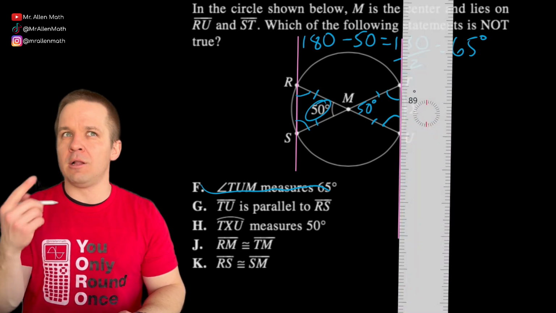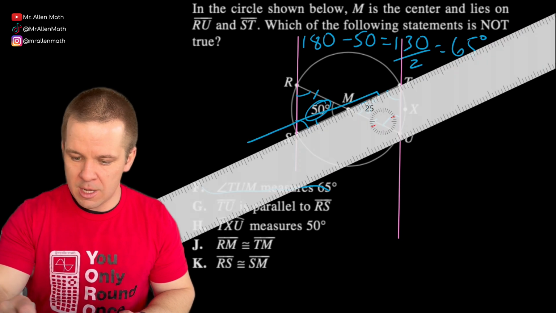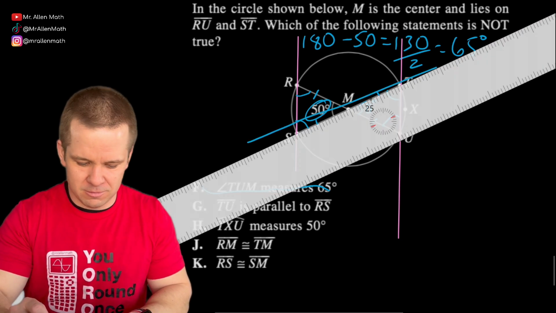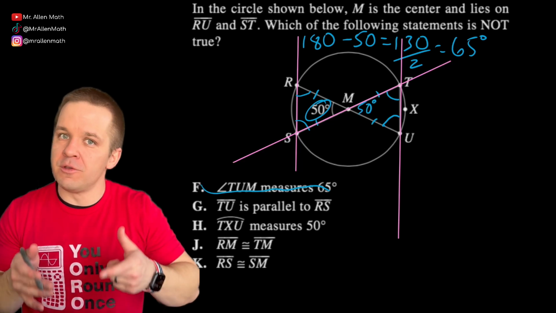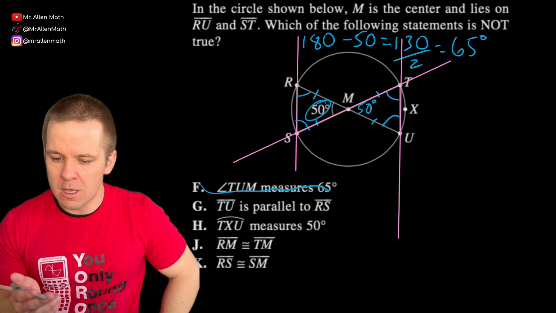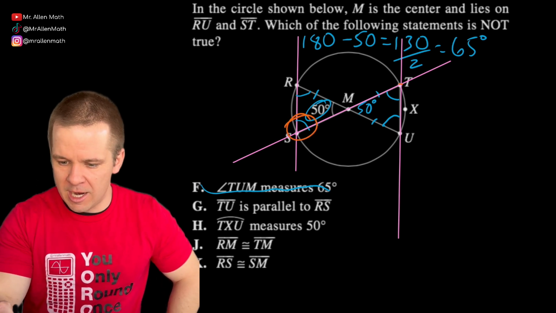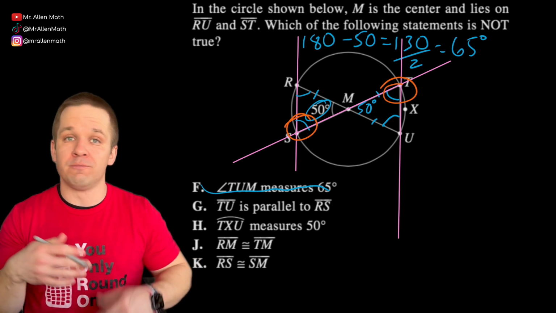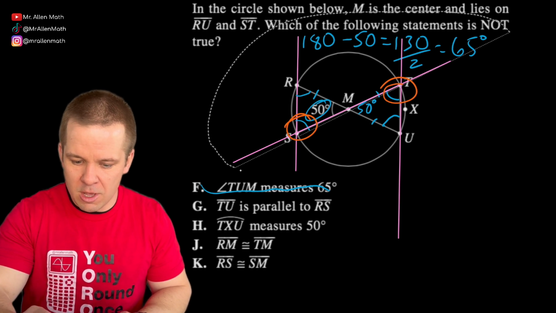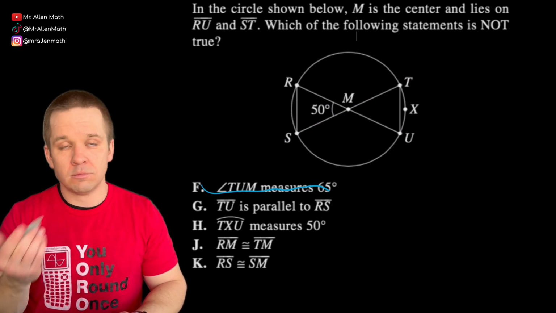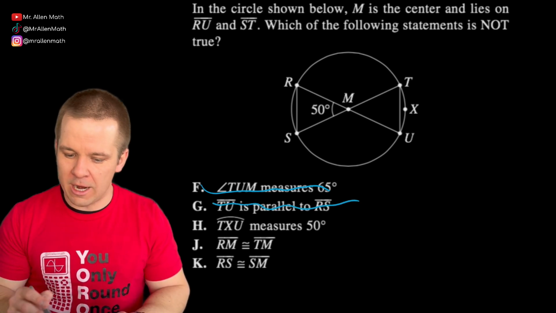Now, if we think about parallel lines and transversals, I'm going to pick either ST or RU, and that would do the trick. That is my transversal of the two lines we're trying to figure out are parallel. The alternate interior angles would be this angle right here and this angle right here, and they are congruent, therefore those two lines are parallel. Let me clean this up because we have a whole lot going on. So both F and G are true, so we're going to take those off. They're not our answer.